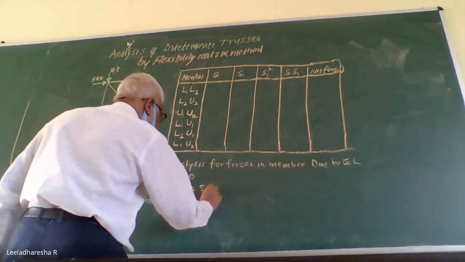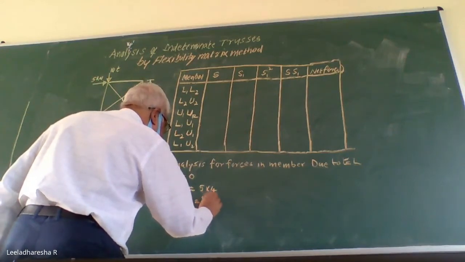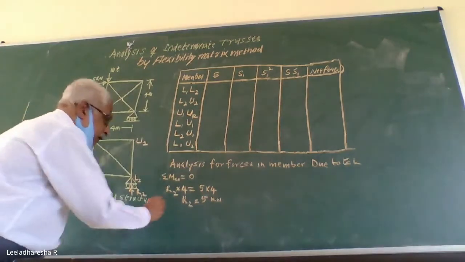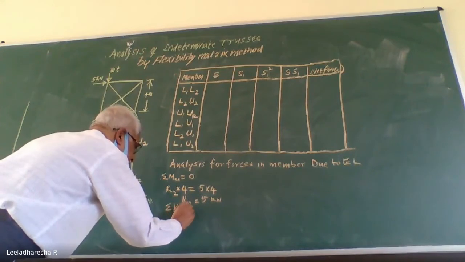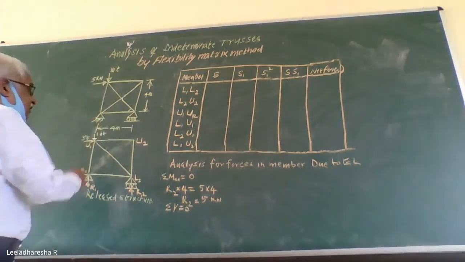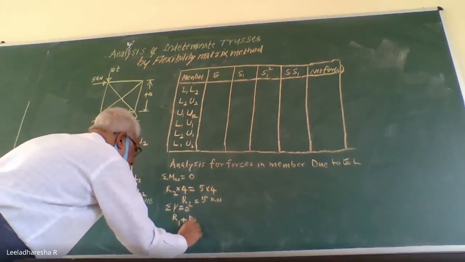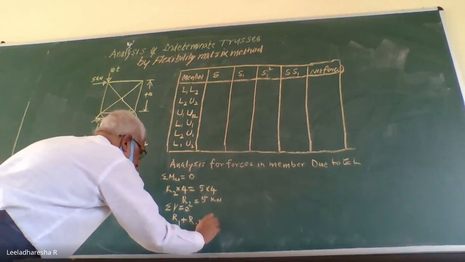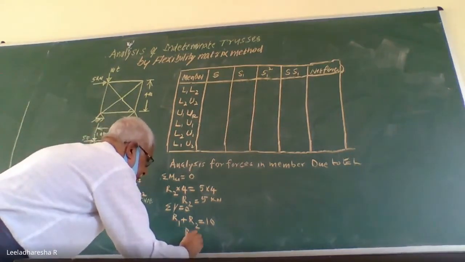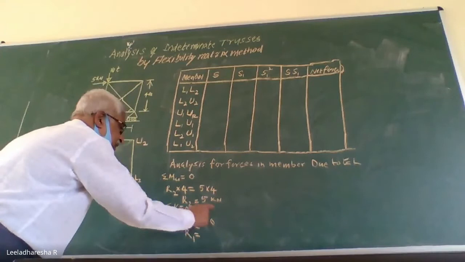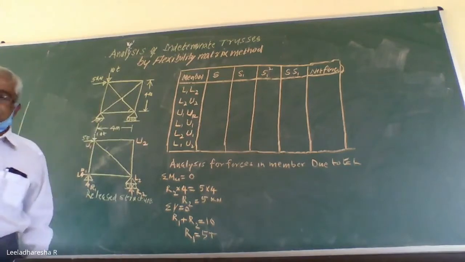5 into 4, 4 get cancelled. Therefore, the value of R2 is equal to 5 kilonewton. Now, equate sigma V to 0. That is, all external vertical forces you consider: R1 upward plus R2 is equal to the downward load, that is 10 tons. So, determine R1. 10 minus 5, you get 5 tons. 5 tons you are going to get.